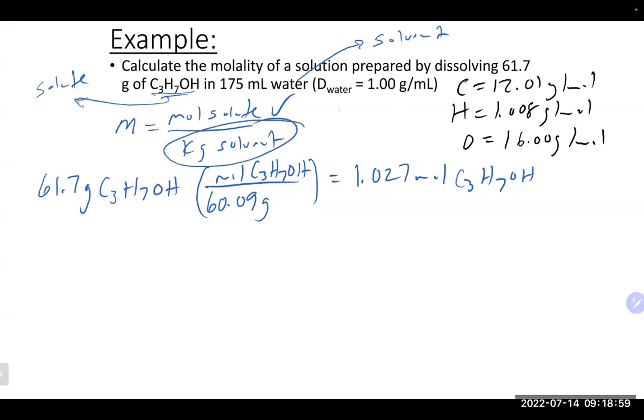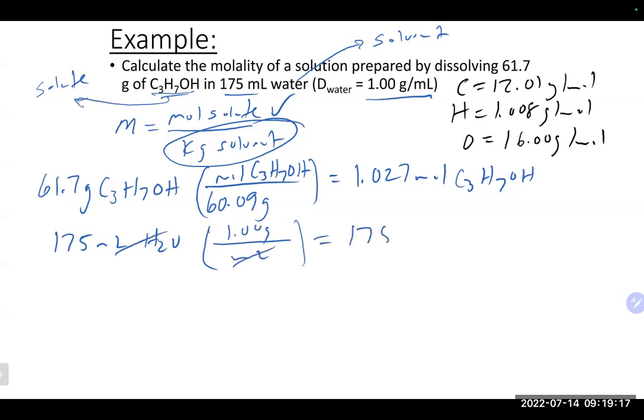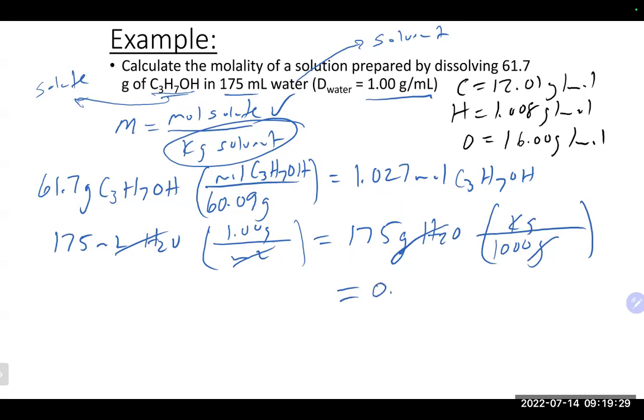The kilograms of solvent, in this case, they gave us 175 milliliters of water. We do have the density of water given to us, so we could use that to get to grams, which is not too much math here. That will cancel, and that will give us 175 grams of water, which is our solvent. We do need to convert it into kilograms, so there is 1,000 grams in a kilogram. So those guys will cancel, gives us 0.175 kilograms in this case, which would be the bottom part of what we need.